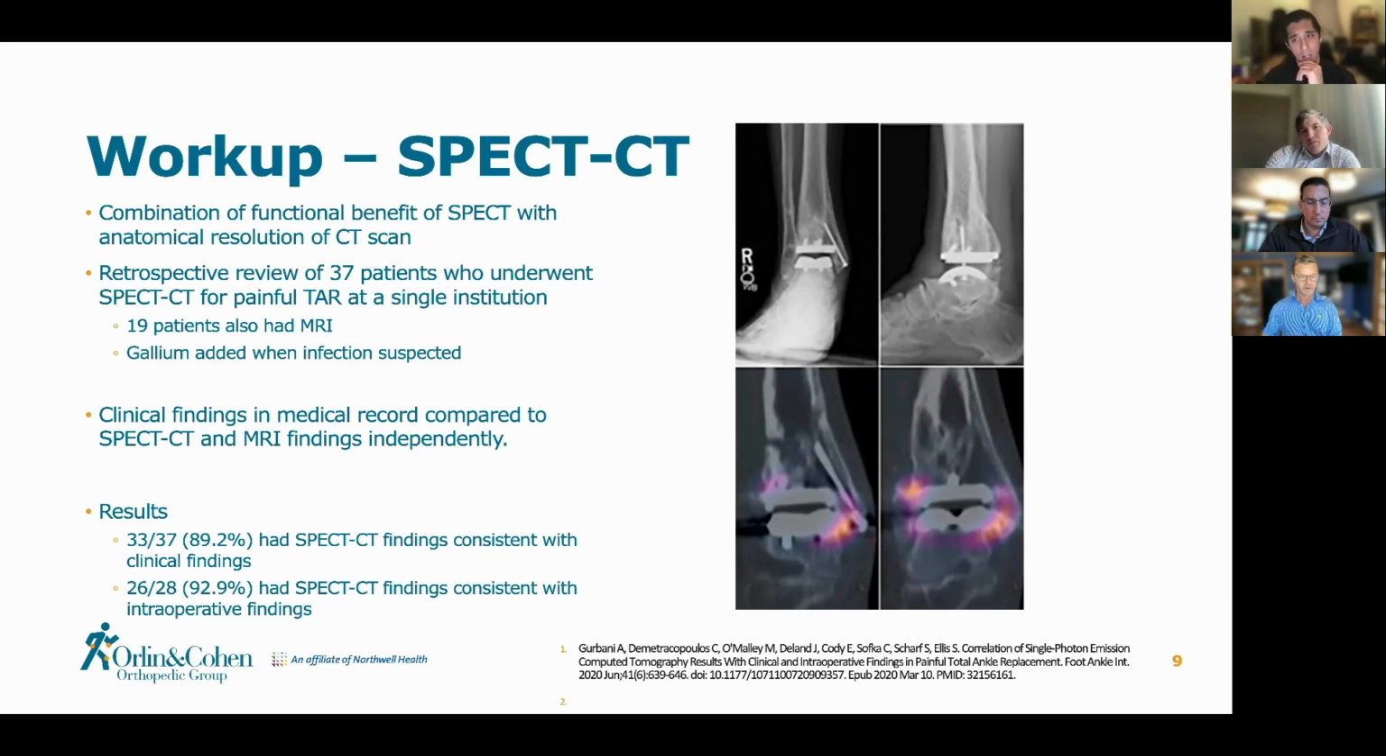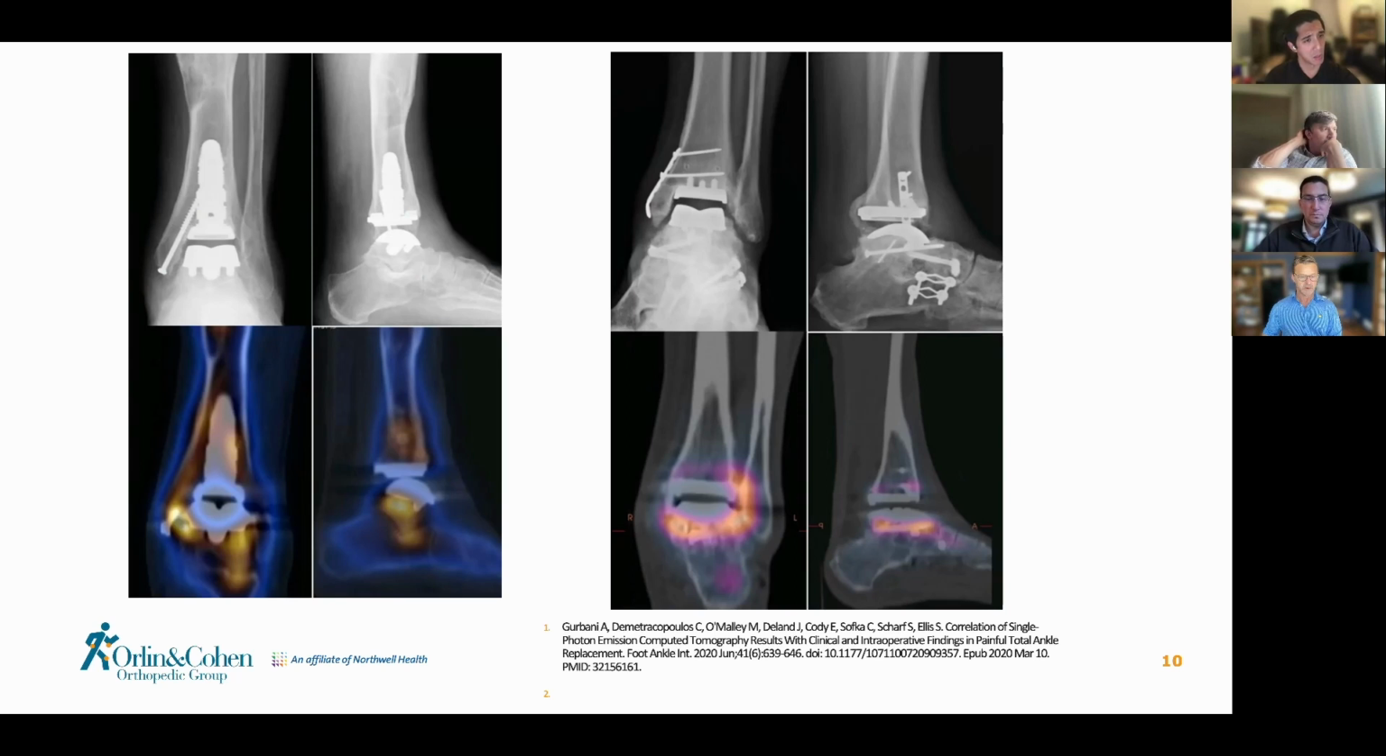This is an example on the right side here. You'll see how SPECT CT lights up in the medial gutter, and this confirmed or matched with the clinical exam findings of pain at the medial gutter and suspicion of medial gutter impingement. In a similar manner here on the left-hand side, there was a clinical suspicion of medial gutter impingement and subtalar joint arthritis, which was correlated with the SPECT CT.